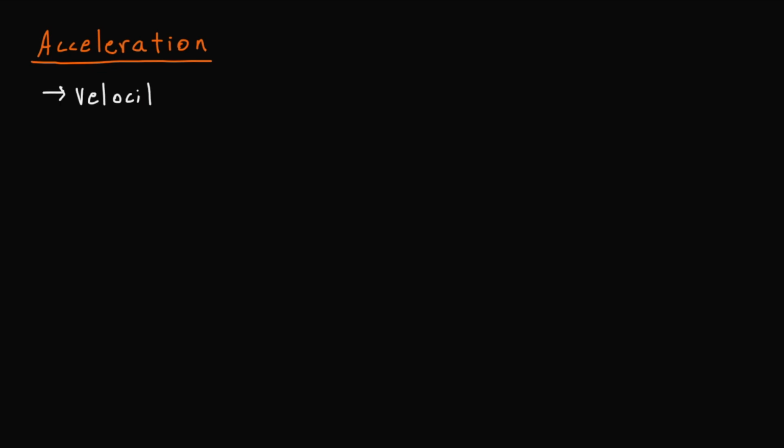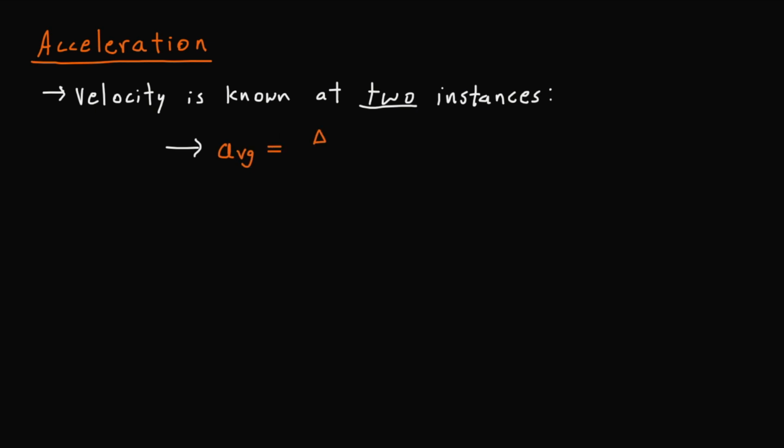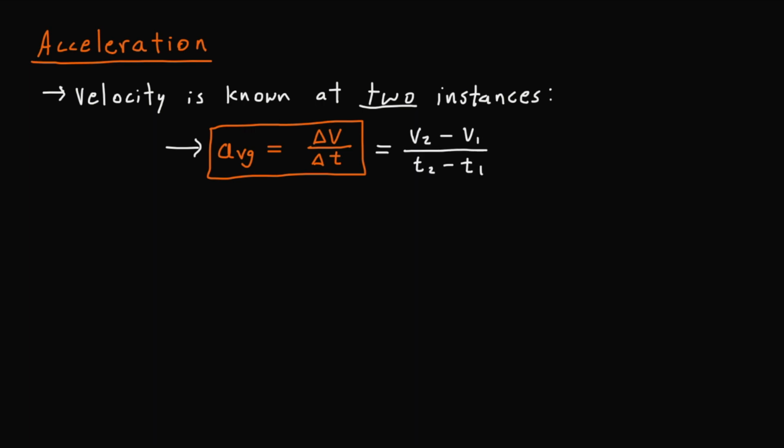So here, whenever velocity is known at two different instances, then we can mathematically define the average velocity as delta v over delta t, which is of course v2 minus v1 over t2 minus t1.